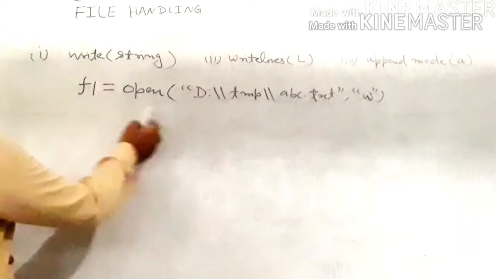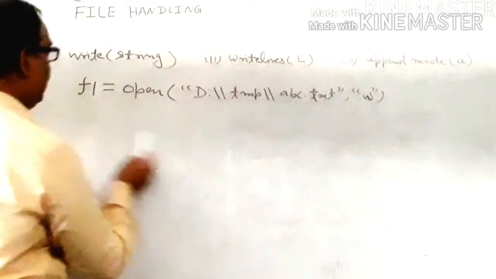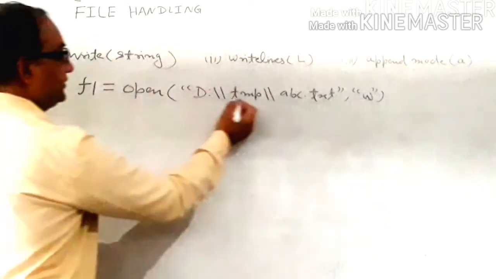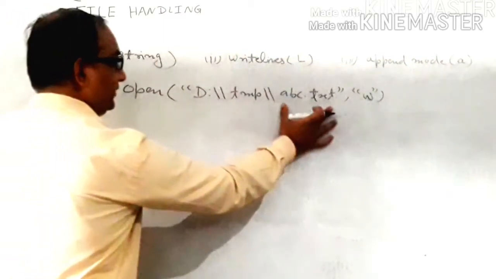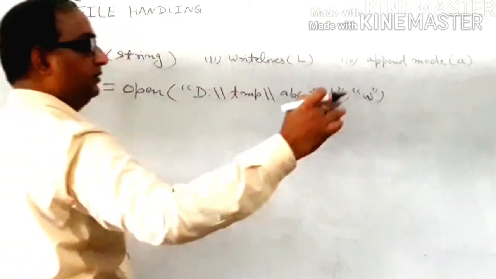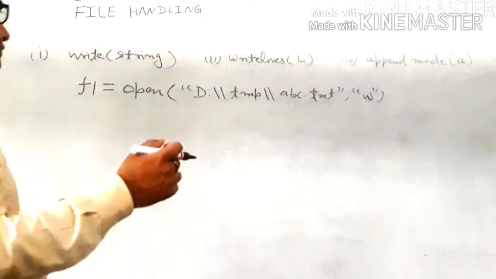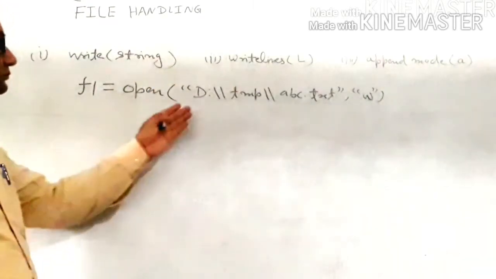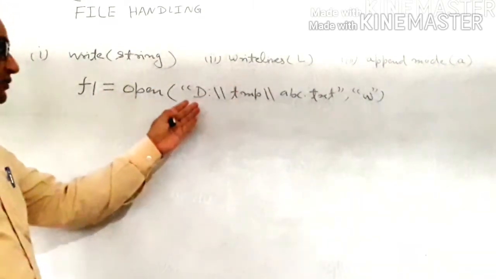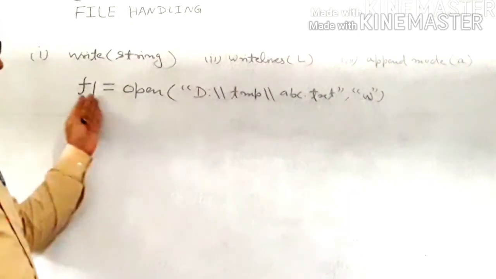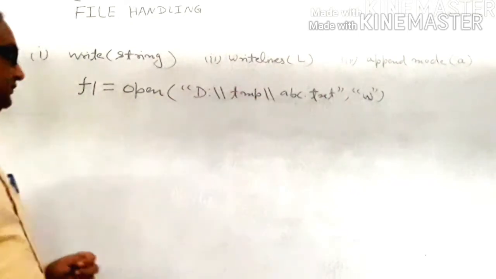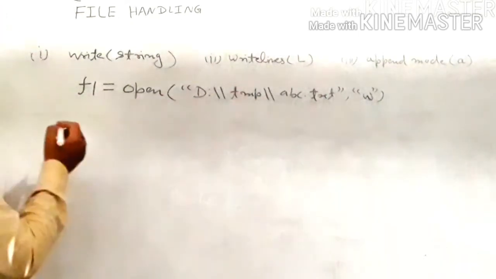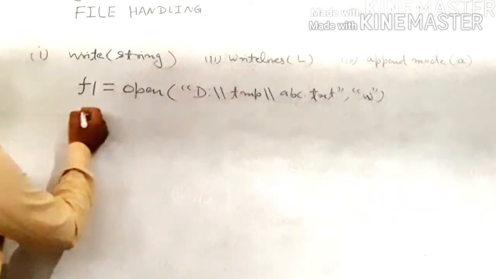So here I am creating a file abc.txt. F1 is the file pointer. F1 is equal to open d:/tmp, the folder having this file, in write mode. So what happens when we write information in this file abc.txt? We can take the write information here.